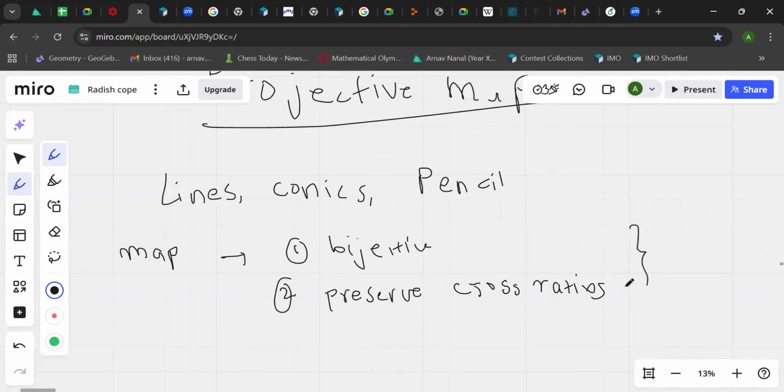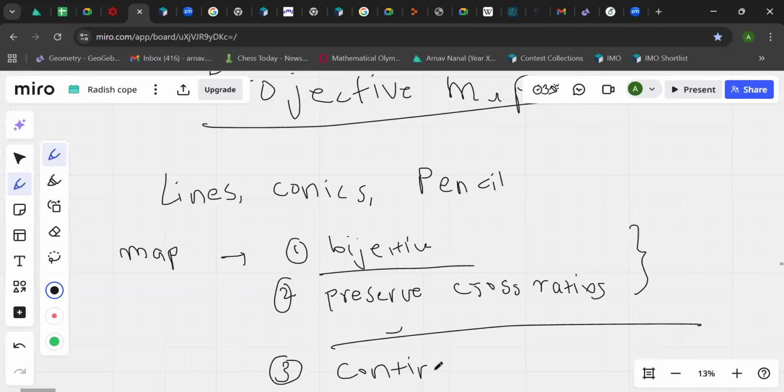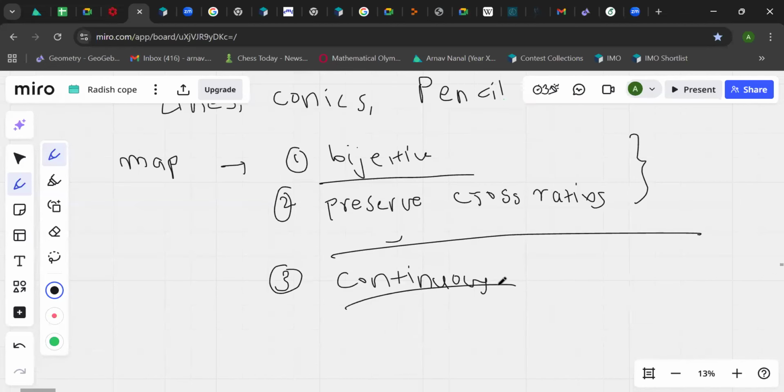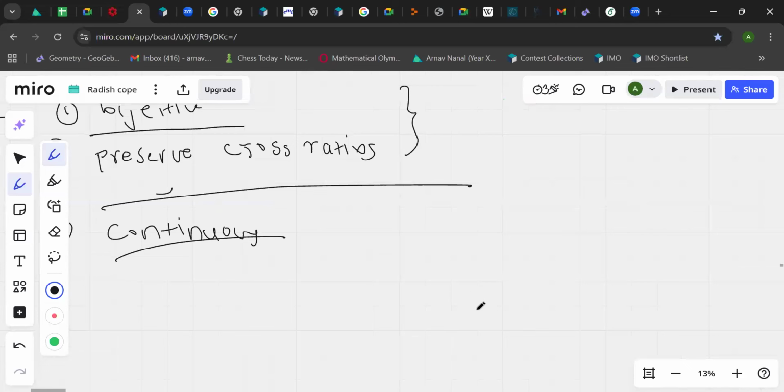Some of these properties we don't actually require. I'm not really sure about this, but if I remember correctly, you can drop some conditions because you can derive them from other stuff. It's bijective, preserves cross ratios. The continuity, I'll just write as properties. It's not really a condition because you can derive some of them from others. For example, let's say you're projecting from a line to a pencil.